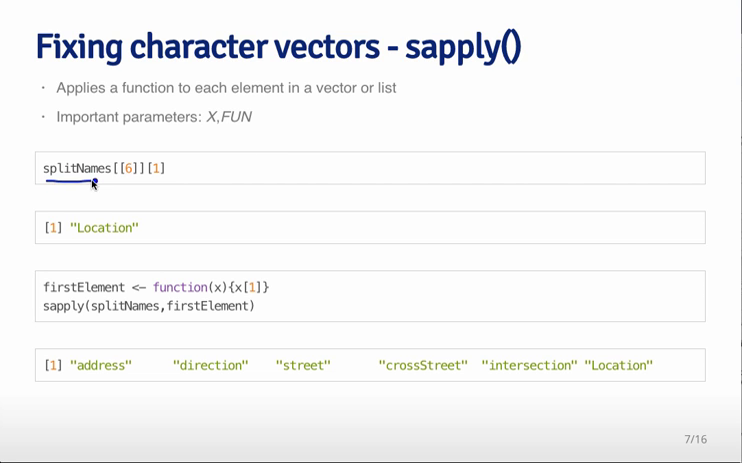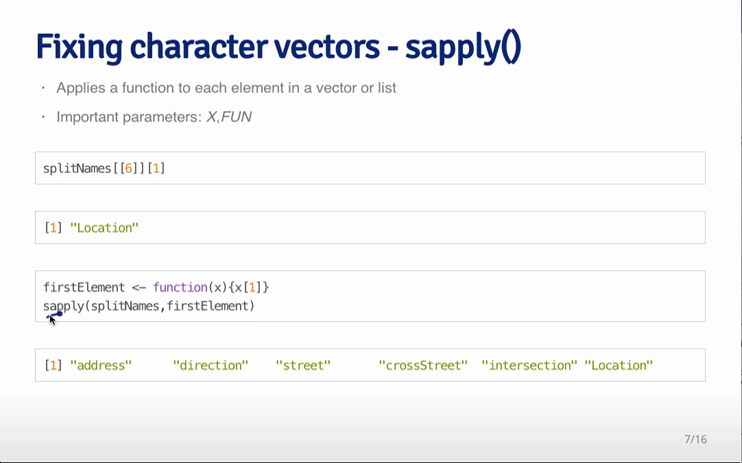So you can see if I took the sixth element of this list, remember it had two parts to it. It had the location, and then it also had the one that came after the dot. So if I just take the first element of this list element, then I get just the location value. And so what I can do is write a function called first element, and first element will just take the first value that comes out of that list.